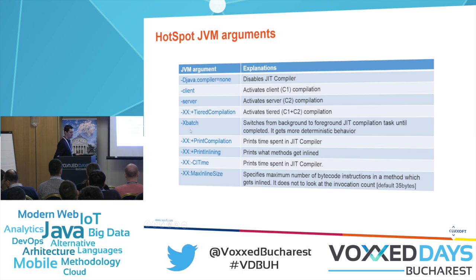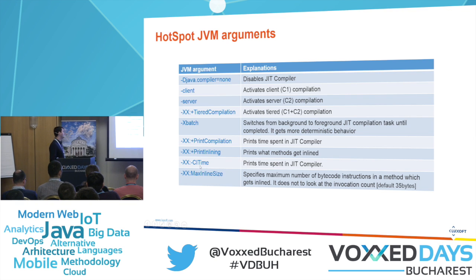-Xbatch, what does it do? -Xbatch basically says, don't do the compilation during runtime as a background process, but put it as a foreground process. And it gives us a better deterministic behavior. PrintCompilation prints the time and what was compiled, PrintInlining shows what was inlined. If we want to see the compile time span, this is the option.